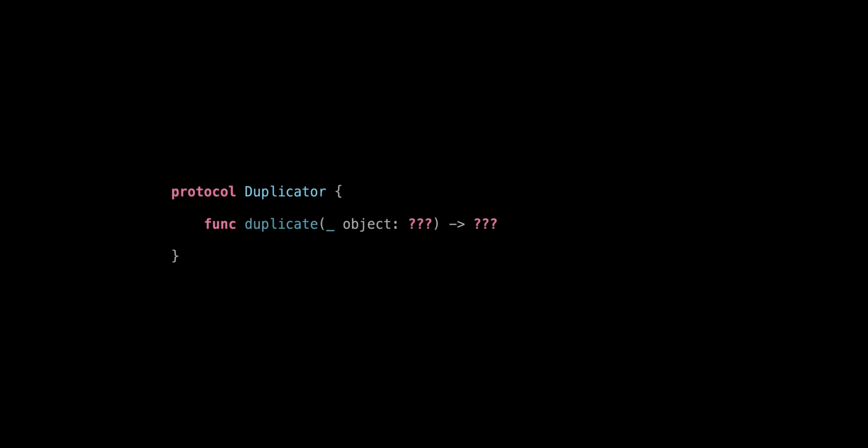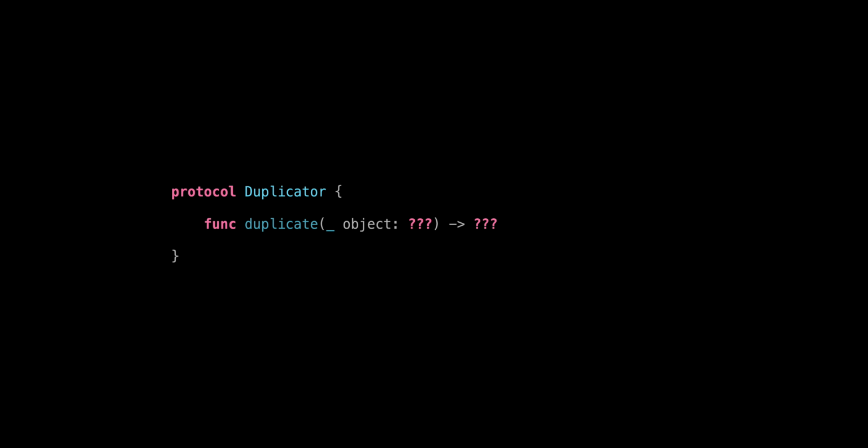Effectively, the conforming objects can decide for themselves what type they will support. But what if you want the conforming object itself to be a placeholder? I think it's easier to see with an illustration. Let's say I want to have a mechanism for duplicating objects. I can declare a duplicator protocol for that. But as you know from this video, duplicating objects isn't always a straightforward process. For example, copying class instances often comes with unintended consequences.